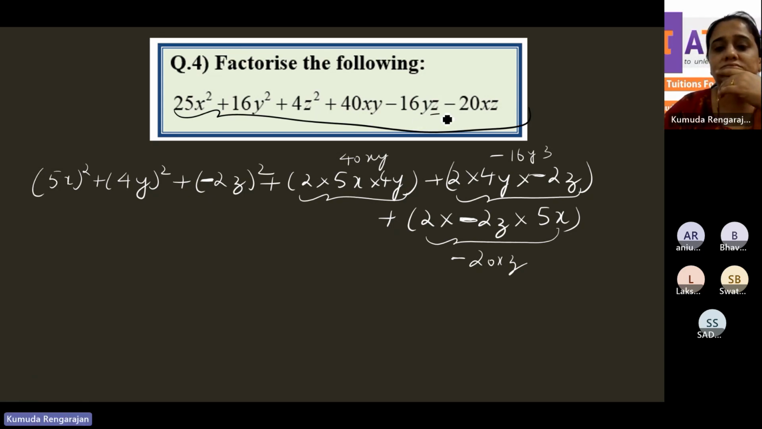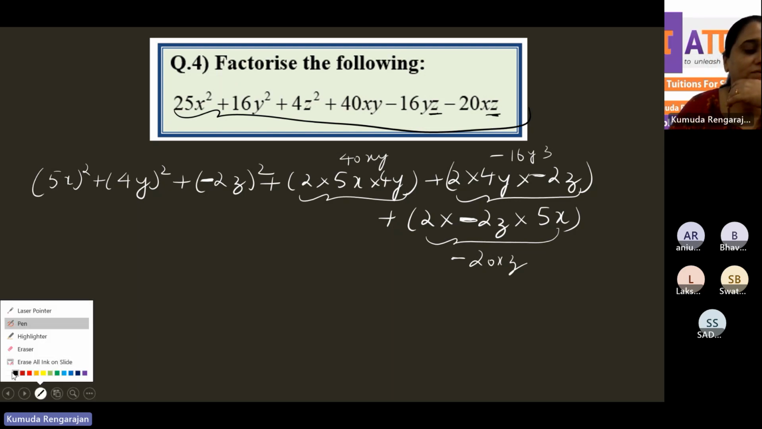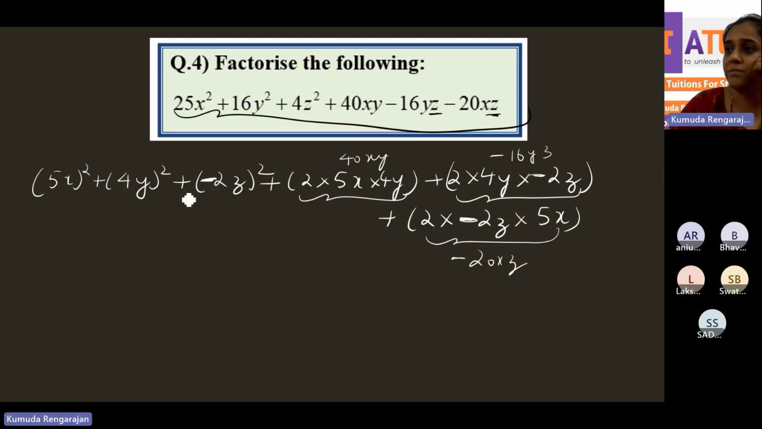So since z is common, we fix a minus sign to the z term. Then we write 2ab, 2bc, 2ca. And when you check, you will get these three terms: 40xy, minus 16yz, and minus 20xz.